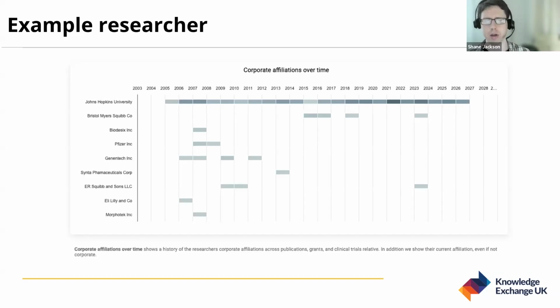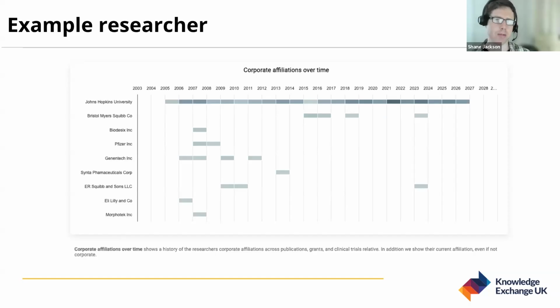So you can see here it's showing the individual's current affiliation at the top, Johns Hopkins University in this case in the States. But then below that, if there are any affiliations we can find that they've stated with a particular company, then we show those, and we show it over time. So this may be another route in to working with a particular company.